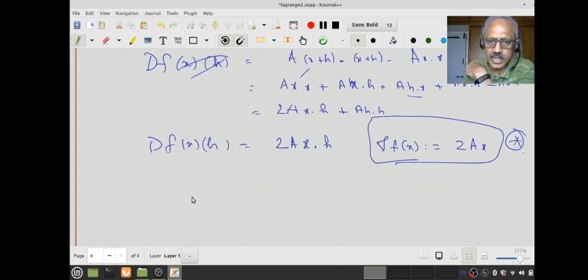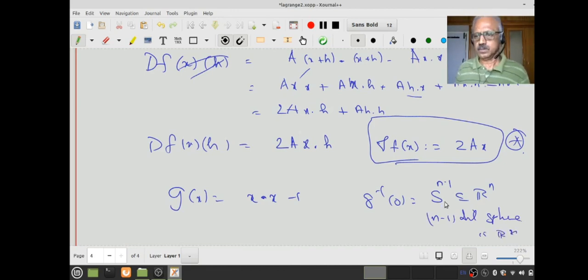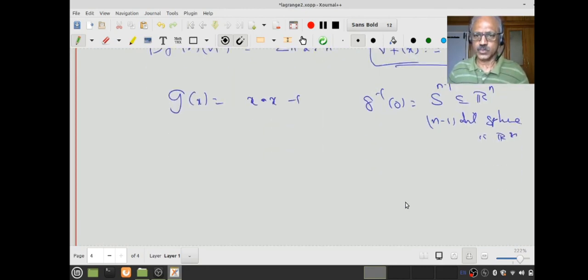So let us look at the constraint g of x equal to x dot x minus 1. Then what is g inverse of 0? This is the usual sphere, the n minus 1 dimensional sphere. For example, in R2 this will be a circle. For R3, it will be the standard sphere with the center at origin and radius 1.